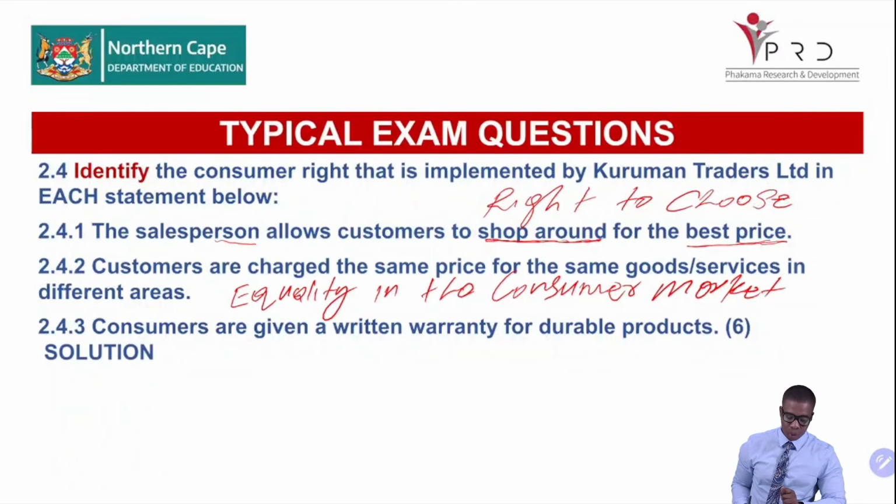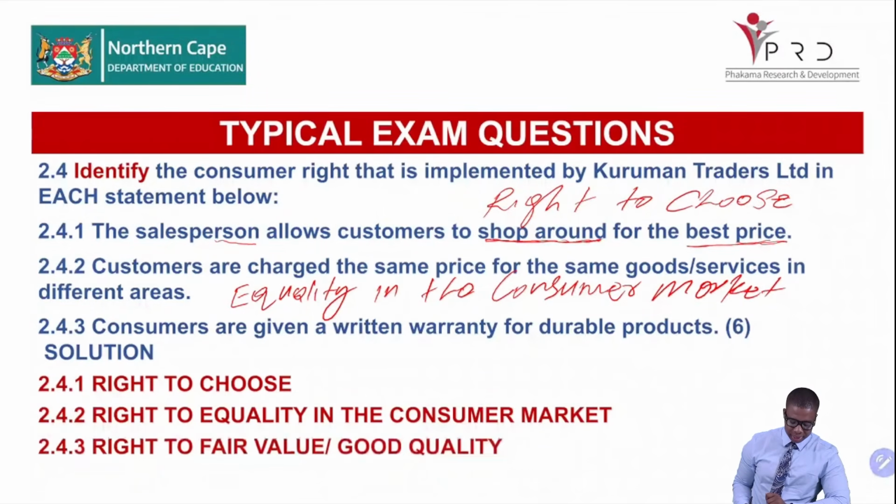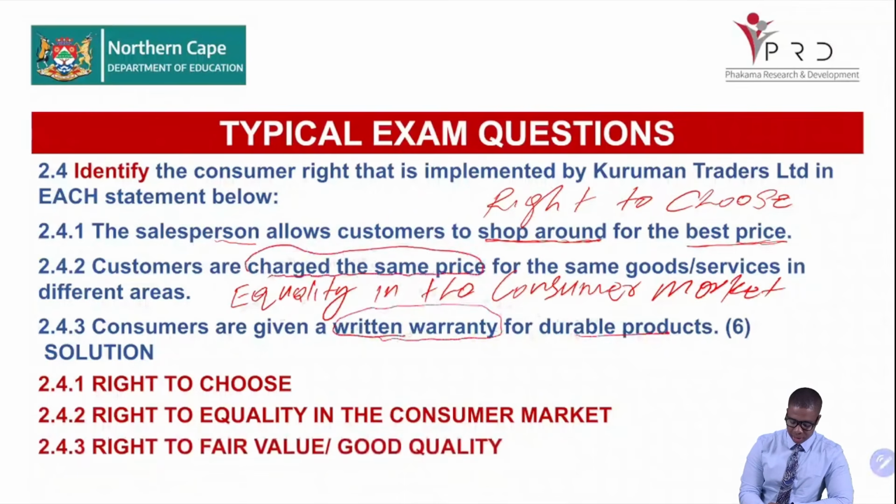So the first one would be the right to choose, followed by the right to equality in the consumer market, then the right to fair value or good quality by giving a written warranty. So the key word was the written warranty here for durable products. The key word here was the idea that consumers are charged the same price. It means there's equality. And then the key word here was shopping around, so that it allows the consumer to choose.